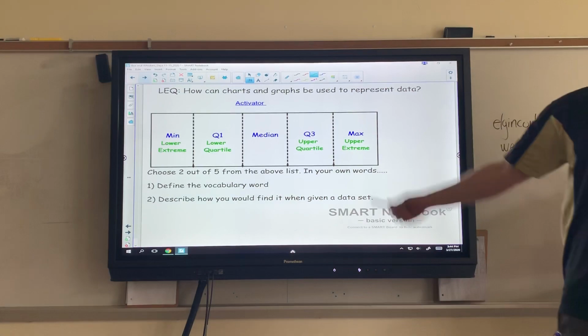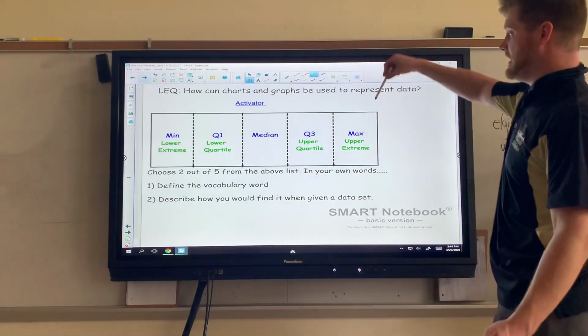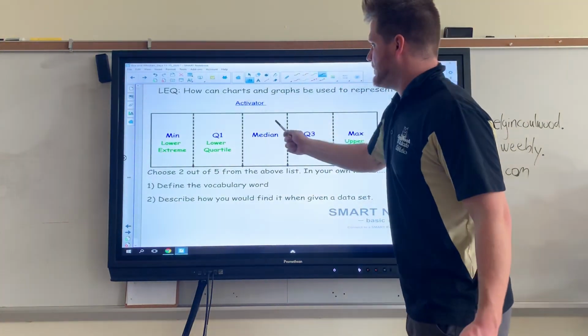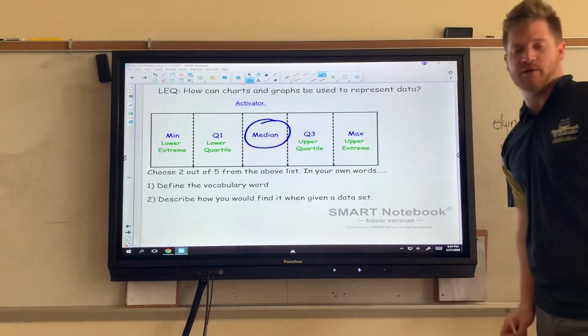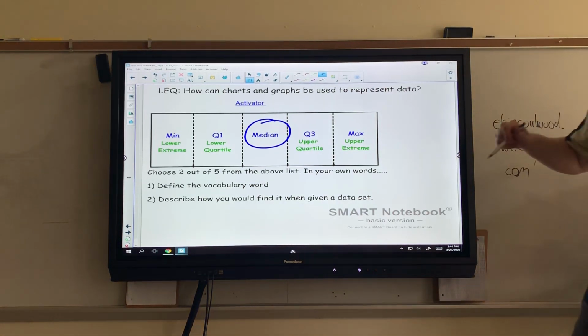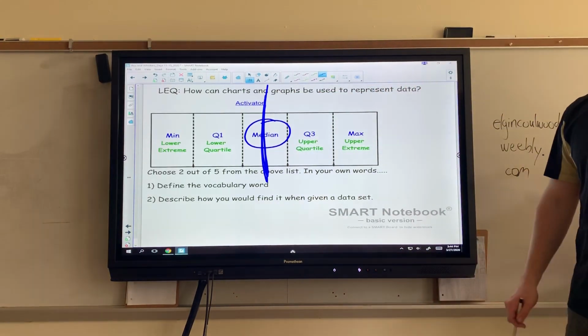Which means the maximum is going to be what? The opposite of the minimum. So instead of the smallest number, max is going to be the greatest number. Median is probably going to be the most important part. That's our starting point when creating these box and whisker plots. That is our middle number. That's where the line in the middle of the box is going to be.